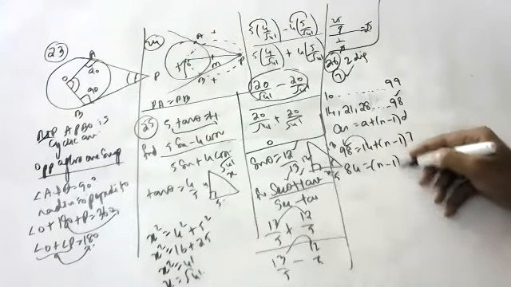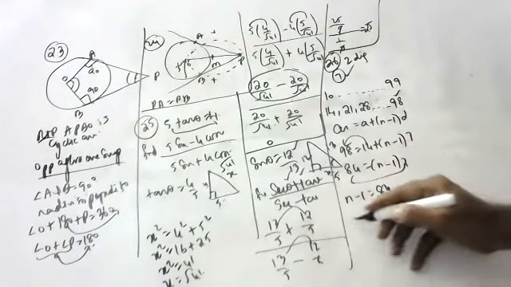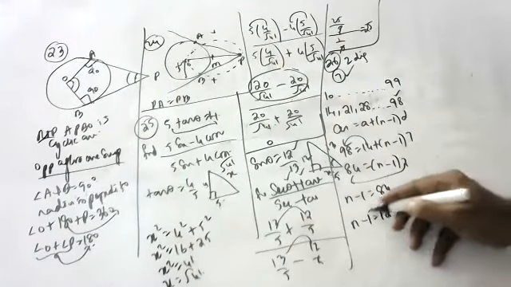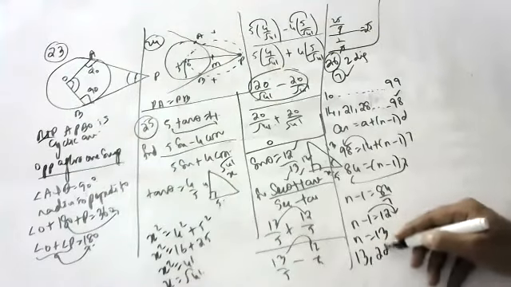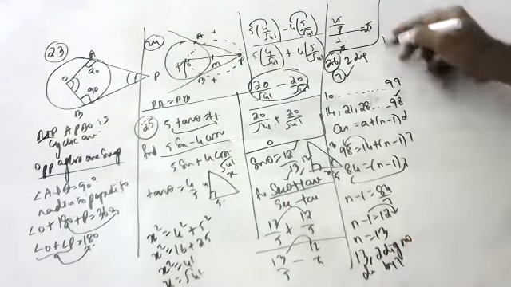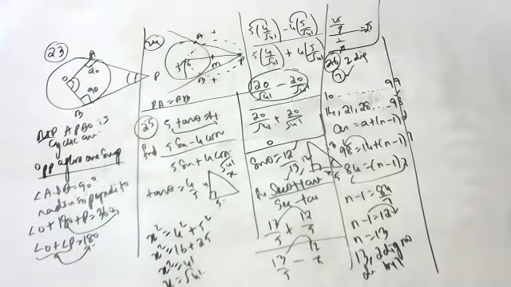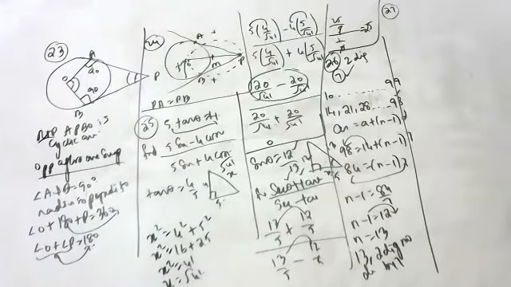84 is equal to (n minus 1) into 7. 84 by 7 is equal to n minus 1. n minus 1 is equal to 12. n is equal to 13. So 13 two-digit numbers are divisible by 7.